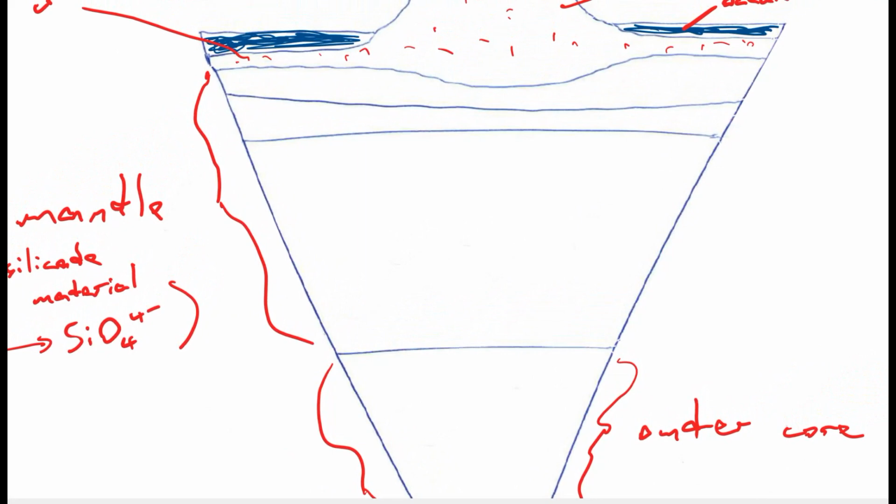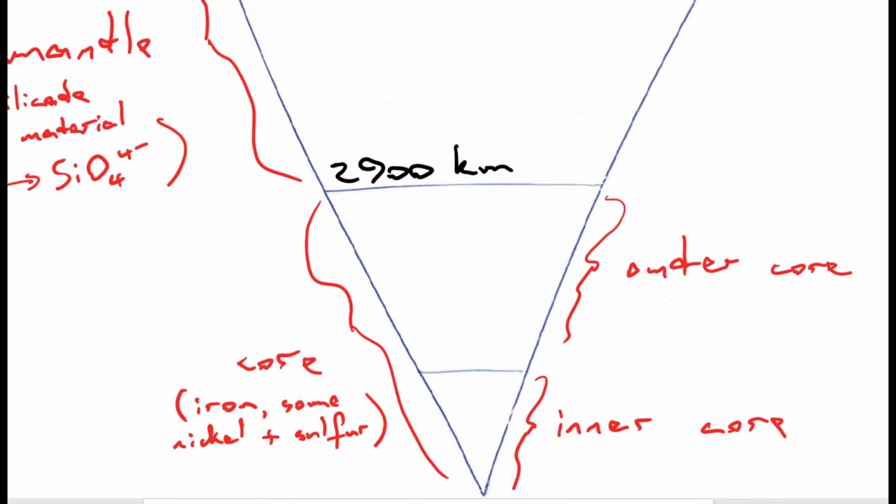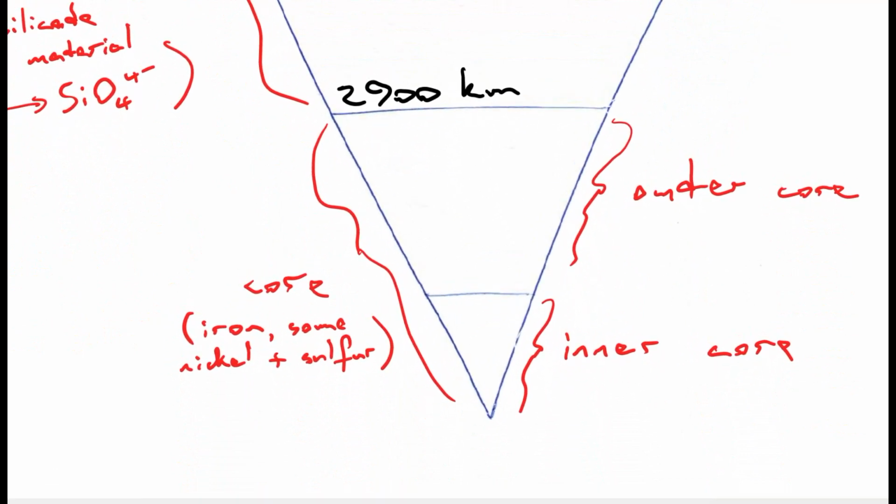The bottom of the mantle goes down to about 2,900 kilometers, nearly 3,000. Okay, so the mantle reaches down to about 2,900 kilometers deep. And then we have the outer core. That goes down to 5,100 kilometers, so 5,100 kilometers deep.